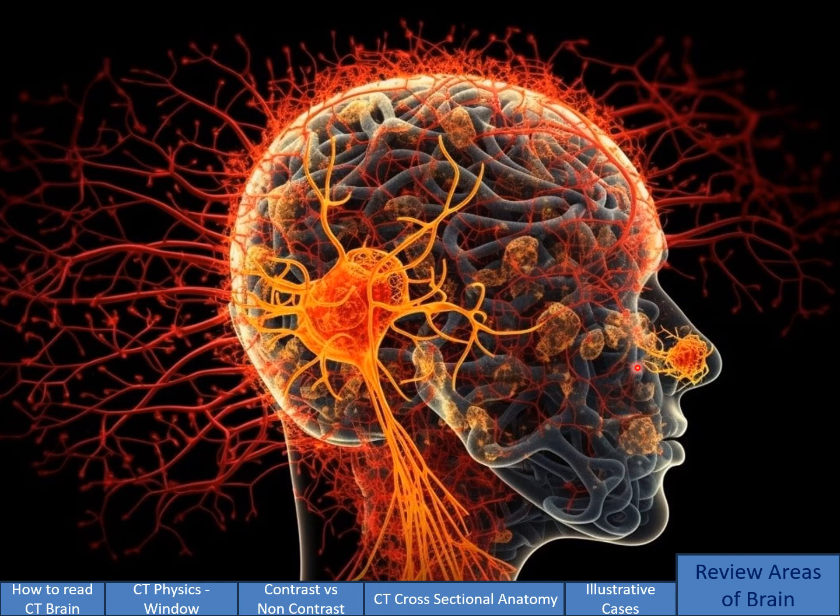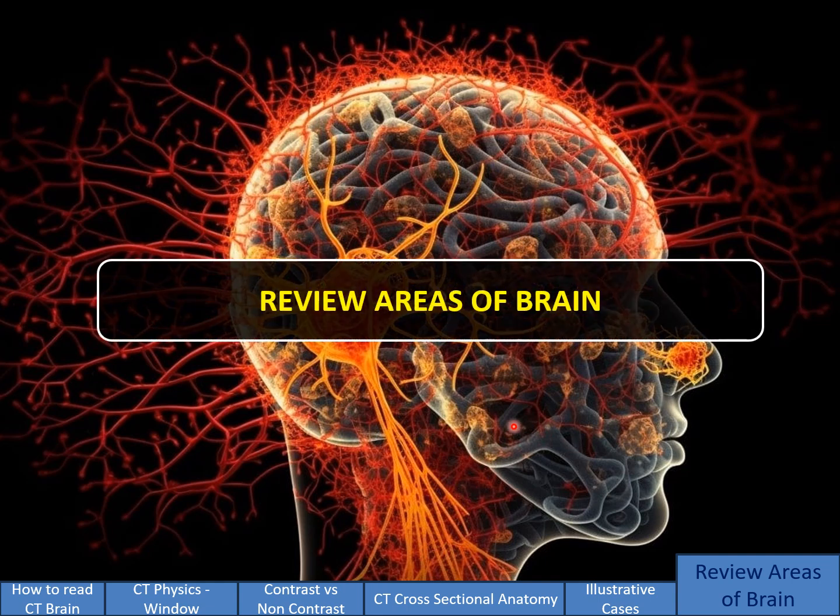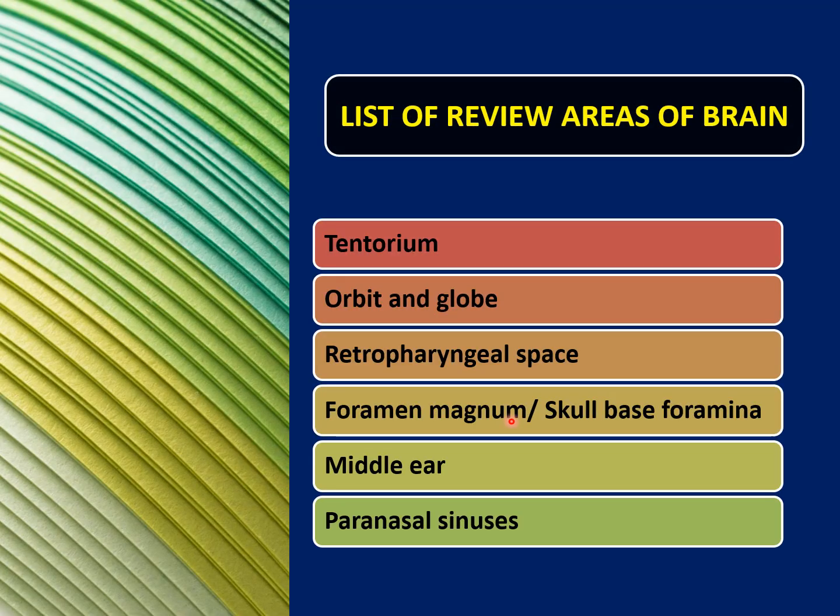Coming to the last section of the topic today, namely the review areas of the brain. There are certain areas in the brain which are considered to be review areas, namely the tentorium, orbit, globe, retropharyngeal space, foramen magnum, skull base foramina, middle ear and paranasal sinuses. These are areas which we normally tend to miss, or many of the missed findings are present in these areas.